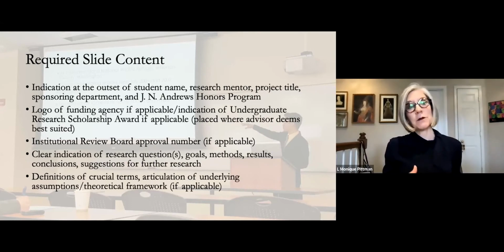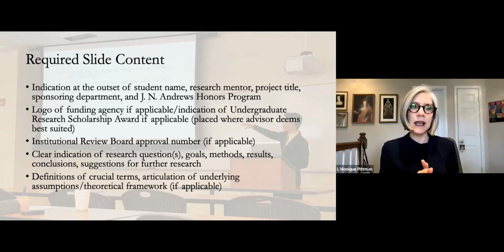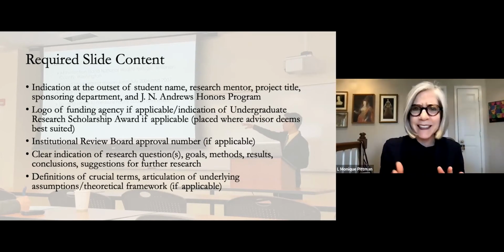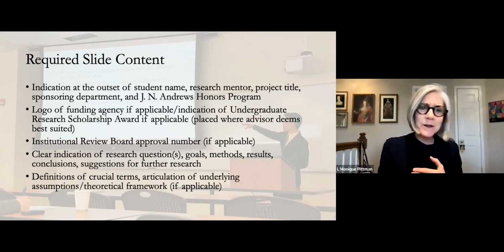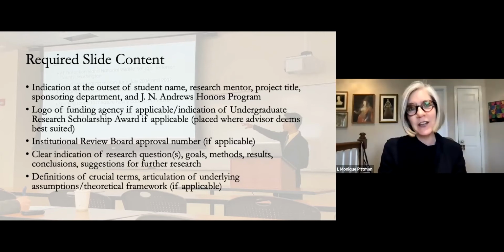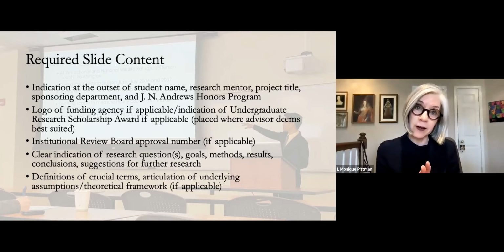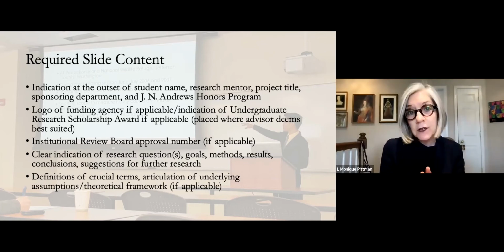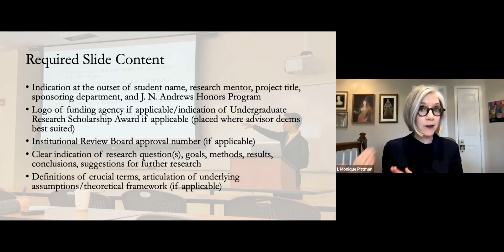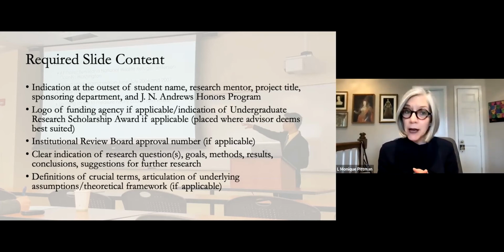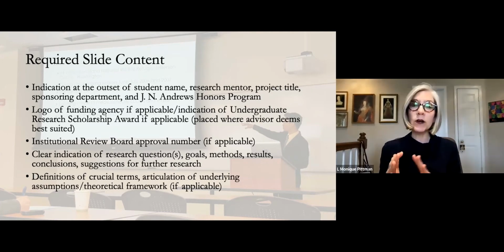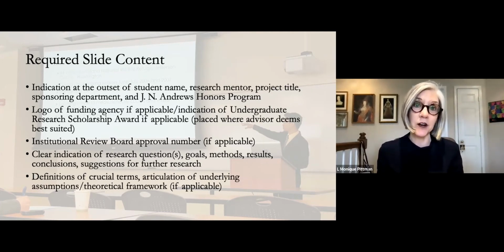I've listed here the required slide content for your PowerPoint. This is also found in the honors handbook. All the basic things need to be there: your name, your mentor's name, your various department affiliations, your honors affiliation. Be certain to acknowledge all sources of funding. So if you received an undergraduate research scholarship, or if you and your mentor have external funding, that should absolutely be indicated in the PowerPoint, as should your institutional review board number if you had to have IRB approval for using human subjects.